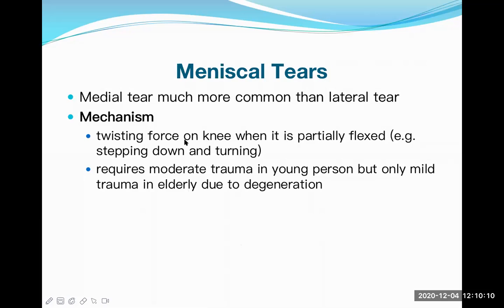Now, what is the mechanism? Why are menisci torn or ruptured? The mechanism is a twisting force on the knee when it is partially flexed. For example, stepping down and turning suddenly, like stepping down from a ladder or from steps and turning suddenly. This is one of the important mechanisms, and it requires moderate trauma in a young person, but only mild trauma in elderly people due to degeneration.